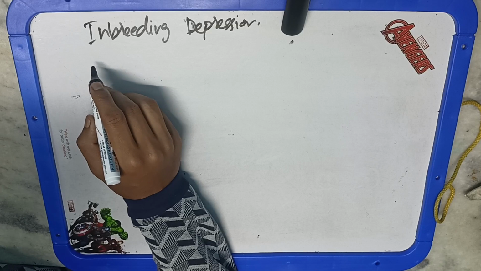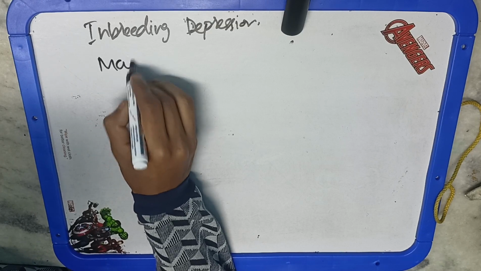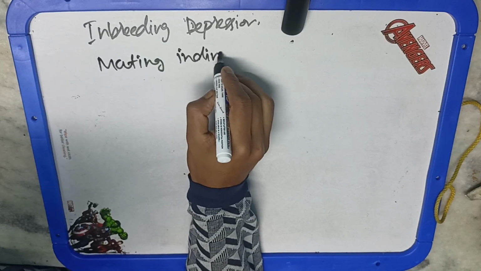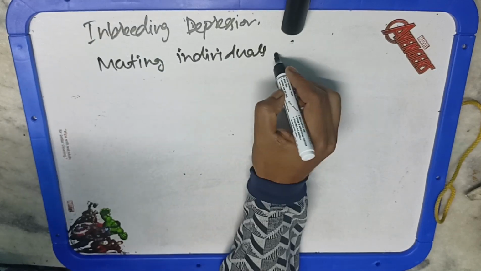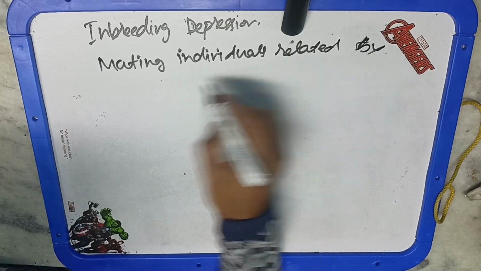It is a mating between individuals that are related by descent or ancestry. Descent or ancestry means the pedigree is the same. When the individuals are closely related, like brother-sister mating, that is also known as sib mating, or we can say half-sib mating. Here the degree of inbreeding is high.